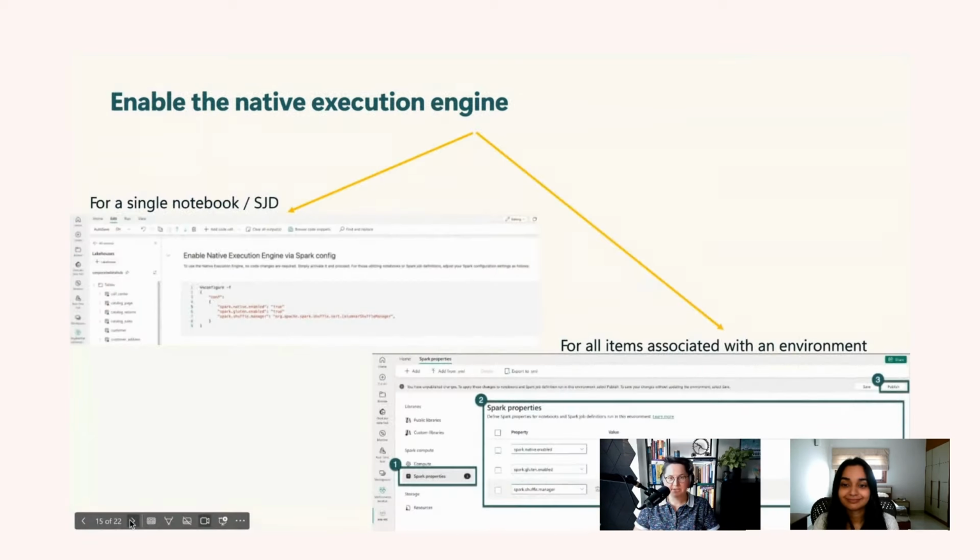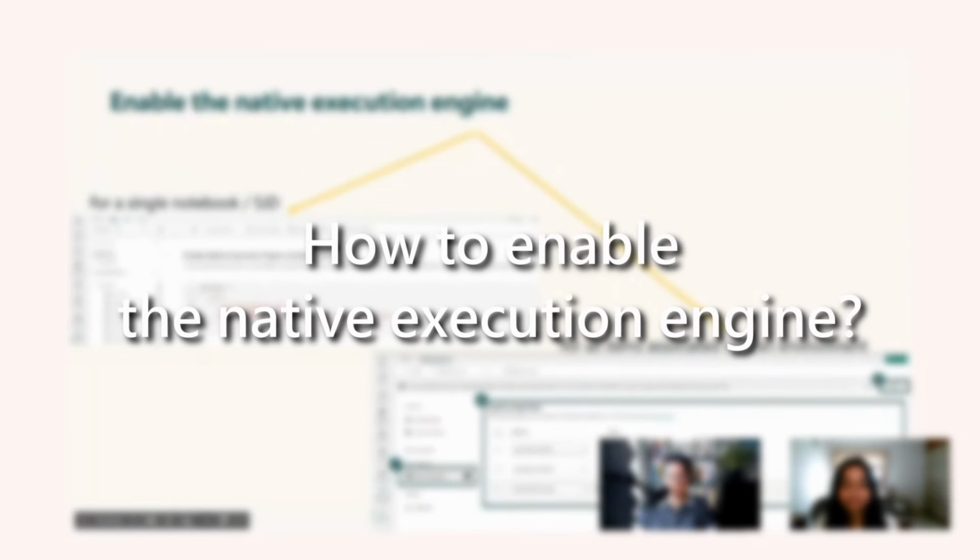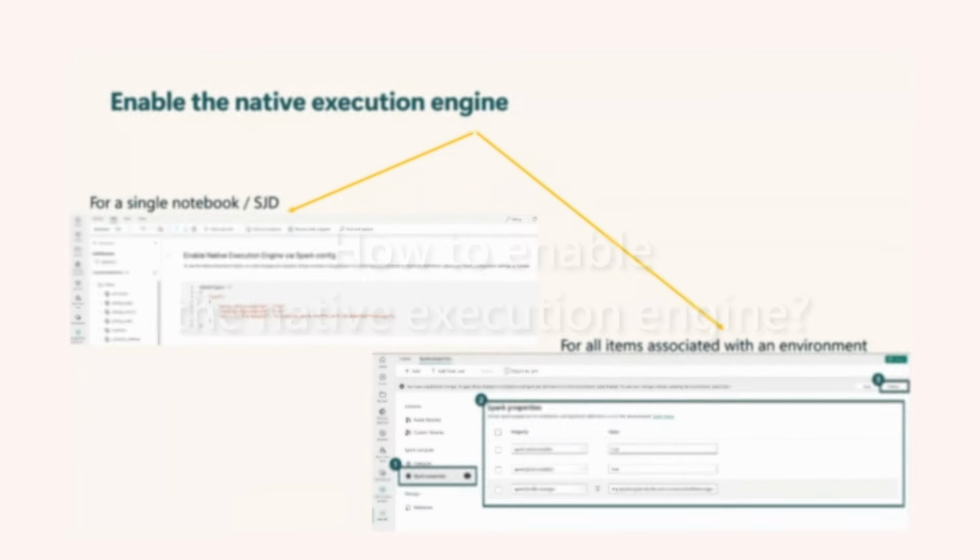So let's go into how to enable native execution engine. First of all, we are working on the UI, but in the meantime, during the early stage of public preview for that functionality, you can enable it either for a single notebook or a single Spark job definition. You put a single cell of code with a few Spark settings, just to enable native execution engine. This is just for a single notebook or job.